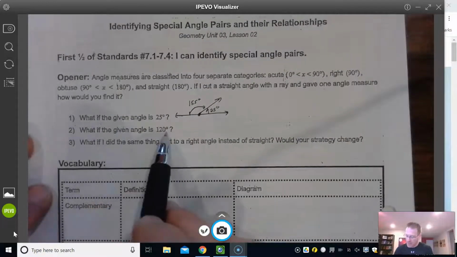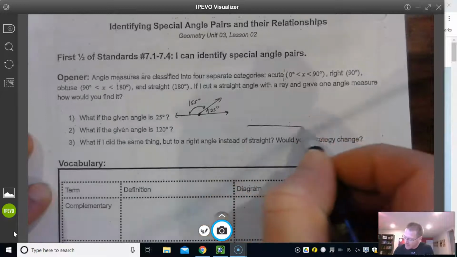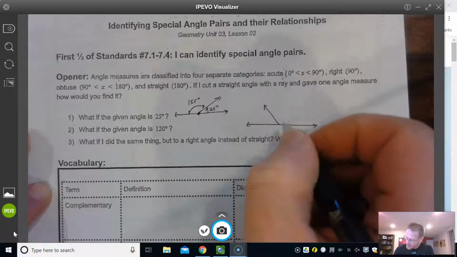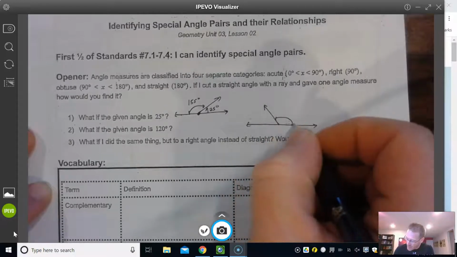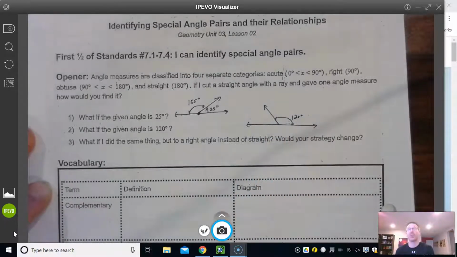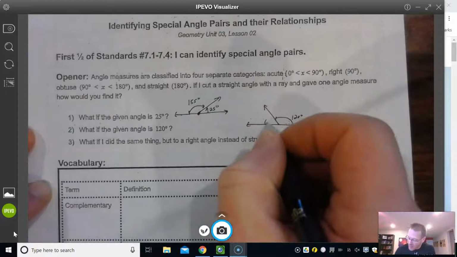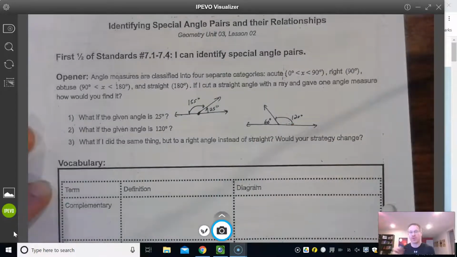In a similar fashion here with 120, here's my straight angle. We add a ray, and now we create this 120 degree angle, which means that, once again, this leftover angle over here has to be 60 degrees, because we know they have to add up to 180 degrees.